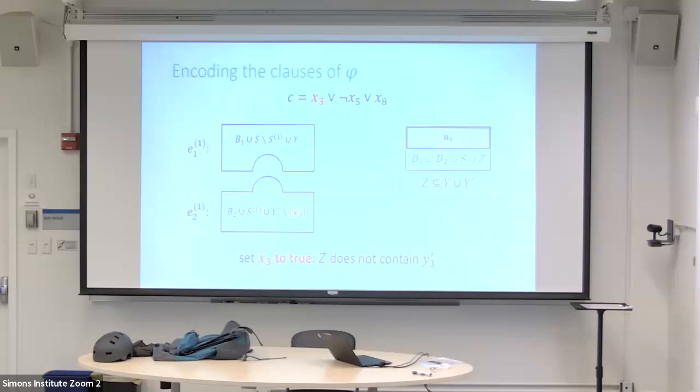That means we encode that X3 should be set to true by leaving out Y3 prime, because of this set Z which we have. So in total we cover B1, we cover B2, we cover all of S, and we cover a subset of Y and Y prime. And Y3 prime will disappear to encode that we wanted to set X3 to true. Then you can already imagine what the second 2 puzzle pieces look like. In order to encode that we have not X5, we leave out Y5. So if we use these 2 puzzle pieces in order to cover all of S, we encode that we wanted to set X5 to false, and the same with X8.